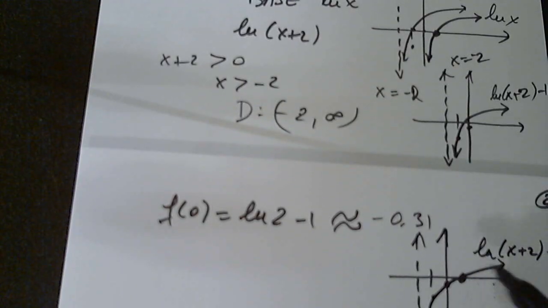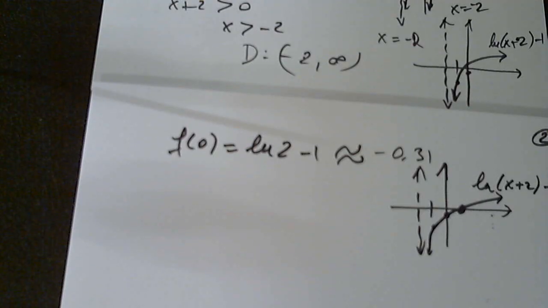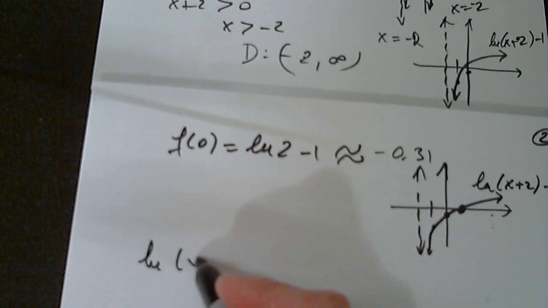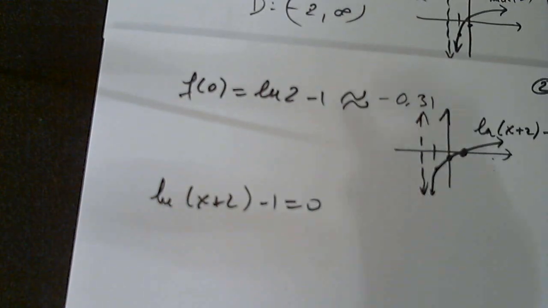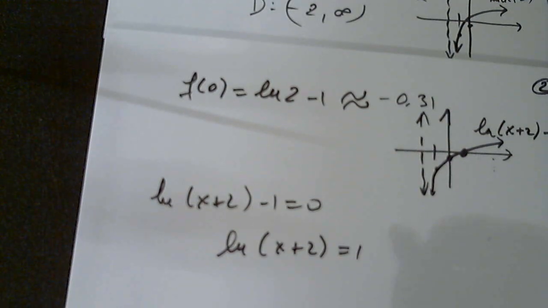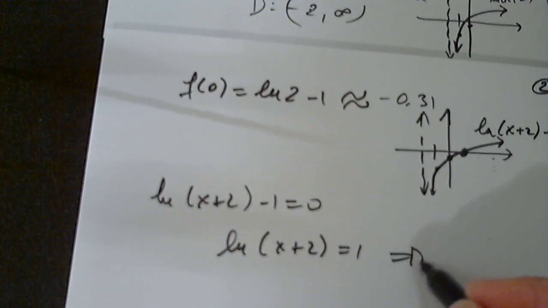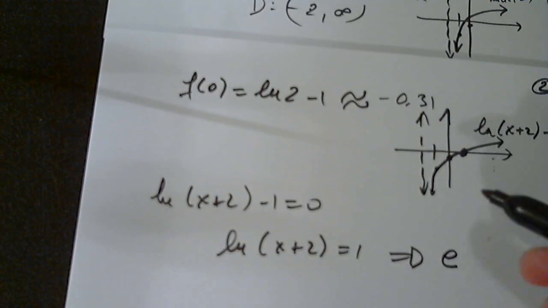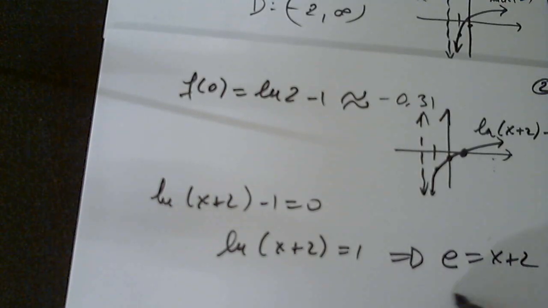And now I have to determine this. So I have to set the function equal to 0. So natural log of x plus 2 minus 1 equals 0. I move 1 to the other side. Natural log of x plus 2 equals 1. So e to the first power equals x plus 2. So x equals e minus 2.